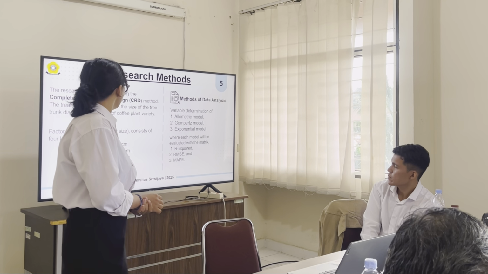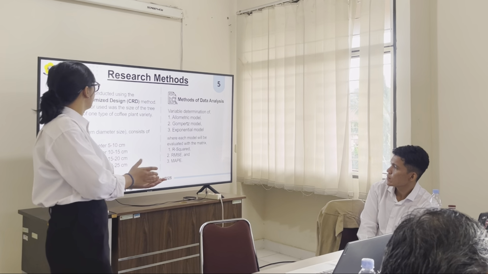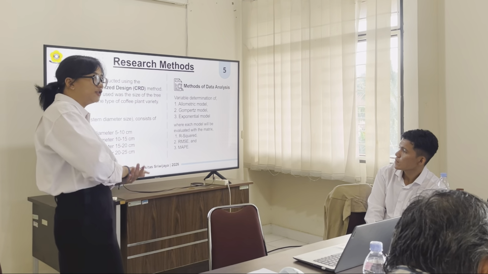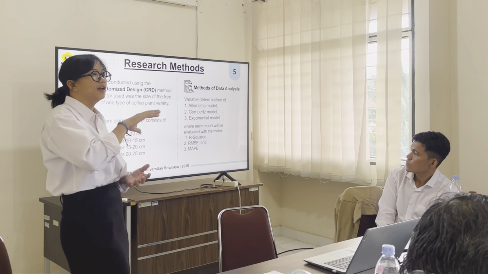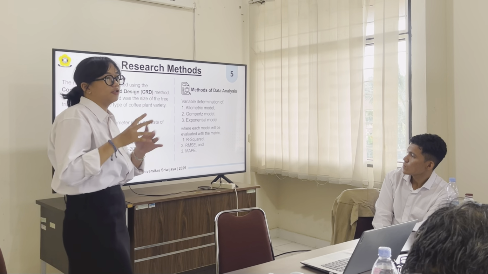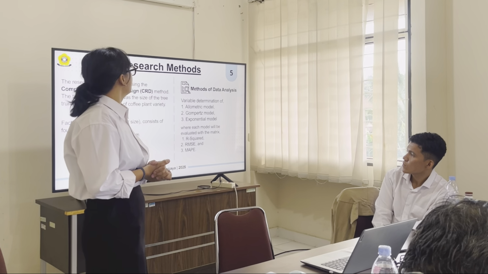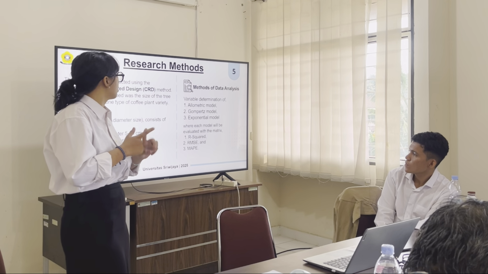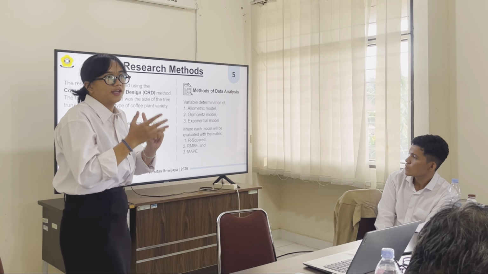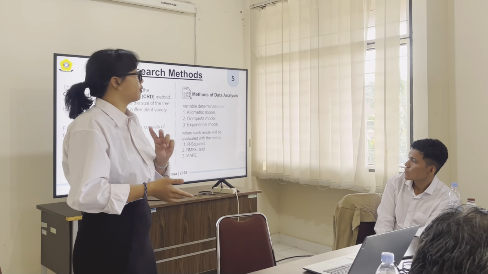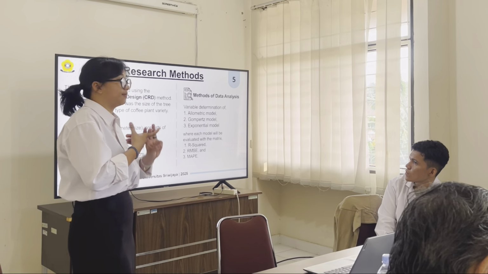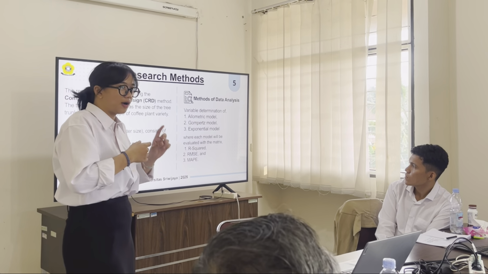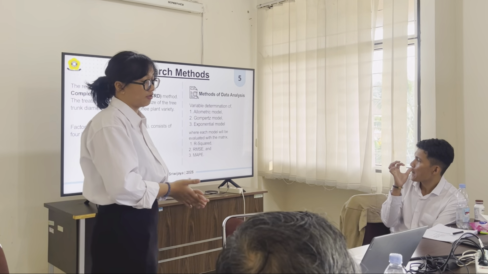And then factor A, which is the plant stem diameter size, consists of 4 levels. A1 trunk diameter ranges from 5 to 10 centimeters, A2 10 to 15, A3 15 to 20, A4 20 to 25 centimeters. Right, and then the methods of data analysis, I use 3 different models to determine the variable. Number 1, which is allometric for the linear approach, and then for the non-linear approach, I use 2 models, which is Gompertz and exponential, which each model will be evaluated with the metrics of R-squared, RMSE, and MAPE. I will explain more on that later.